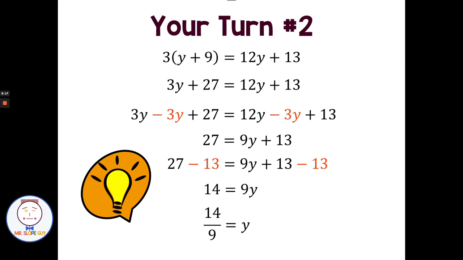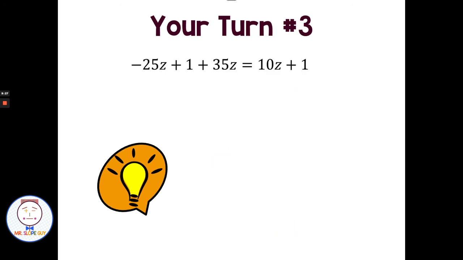So in this case, our variable made it through to the end, and we had one solution. We had exactly one answer. We solved for y, which was 14 over 9. All right, last one. You guys try this one on your own. Pause the video here.